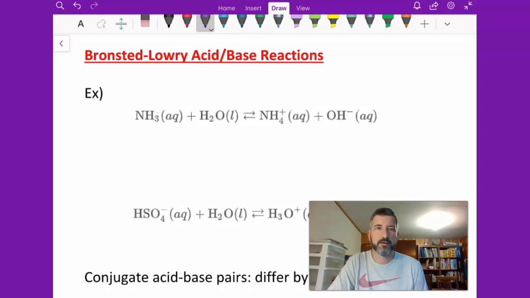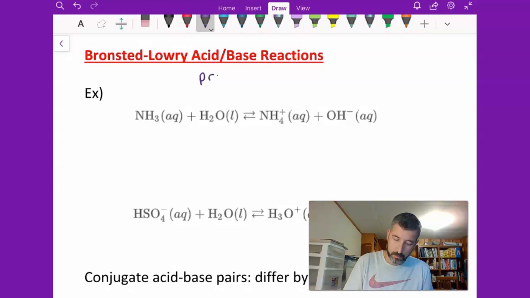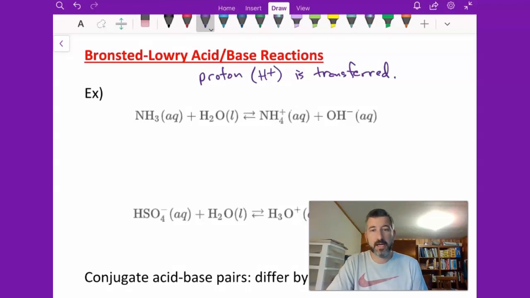Okay, so a Bronsted-Lowry acid-base reaction basically just means that a proton is transferred. And of course, a proton is H+. So anytime we have a Bronsted-Lowry acid, it gives up a proton. Anytime we have a Bronsted-Lowry base, it accepts a proton. So a Bronsted-Lowry acid-base reaction is a proton transfer reaction.